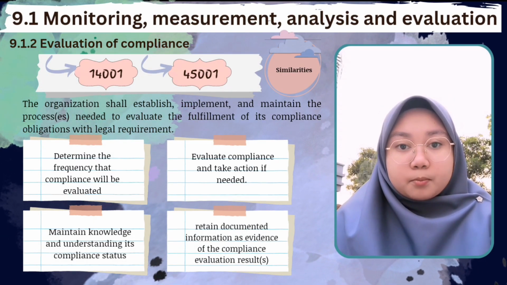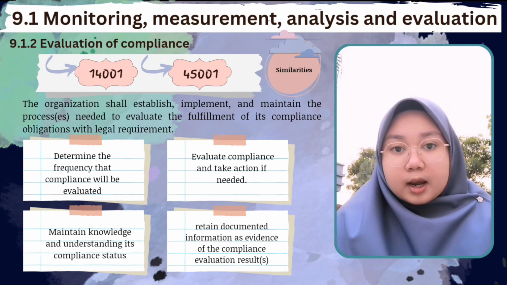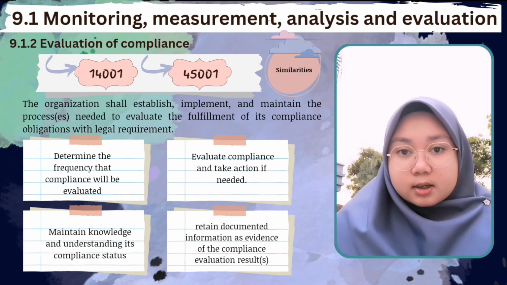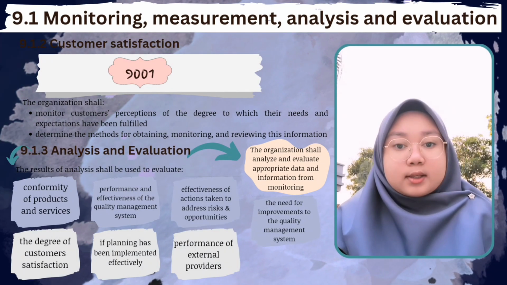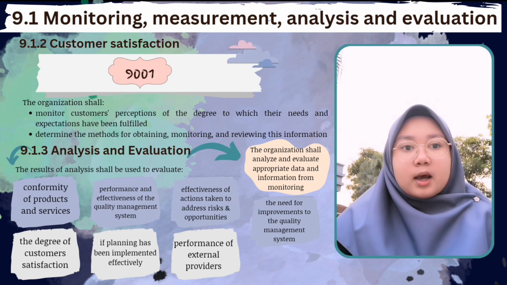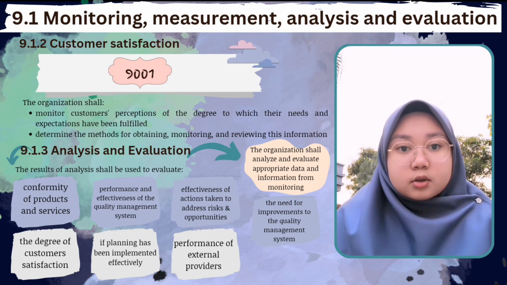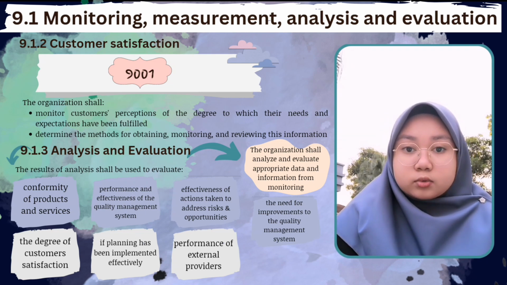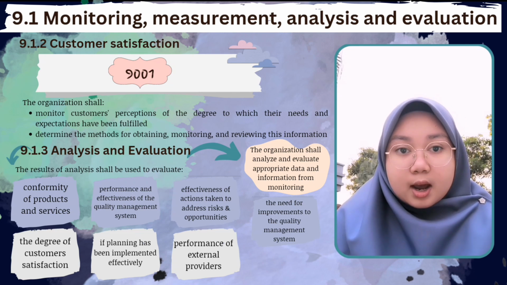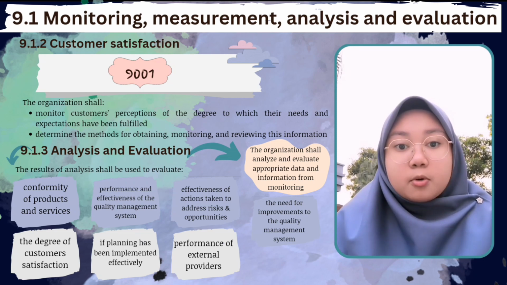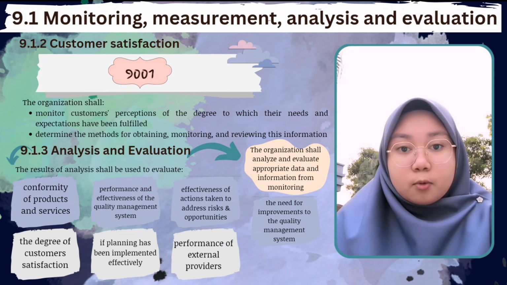For point 9.1.2, evaluation of compliance. This point highlights that the organization needs to fulfill its compliance obligations with legal requirements. Meanwhile, ISO 9001 has a different 9.1.2, which is customer satisfaction, where it highlights how the organization should fulfill the customer needs and expectations. ISO 9001 also has 9.1.3 analysis and evaluation that the other two standards do not have. It highlights how the organization should analyze and evaluate appropriate data and information gained from the monitoring.